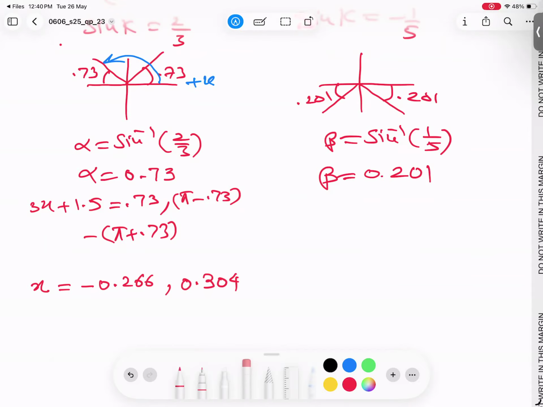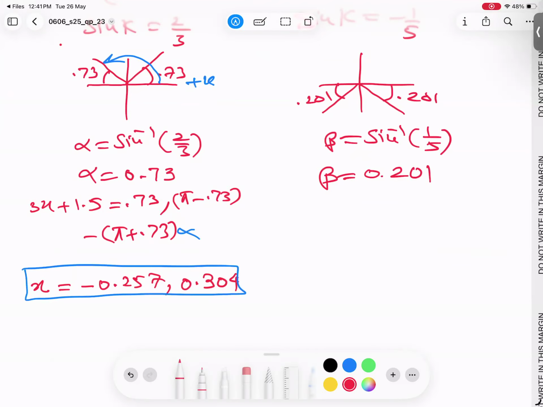This is slightly different, student. I check again in calculator: 0.257. So we got two answers from here. What about this answer? Check it. So pi plus 0.73 and multiply by minus 1 and minus 1.5 and divide by 3. I'm getting here negative 1.79, which is out of range. I will ignore it. So two answers are coming from here finally.